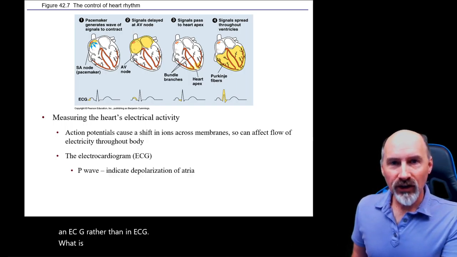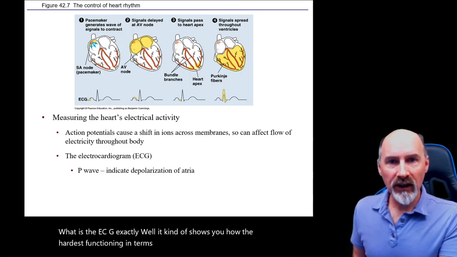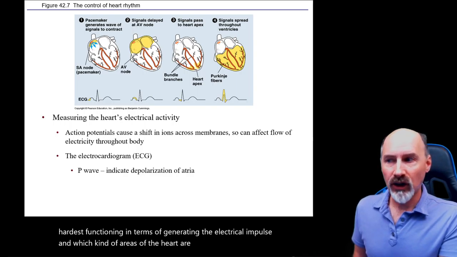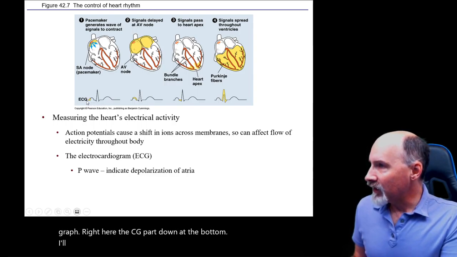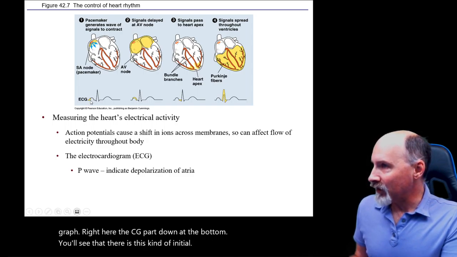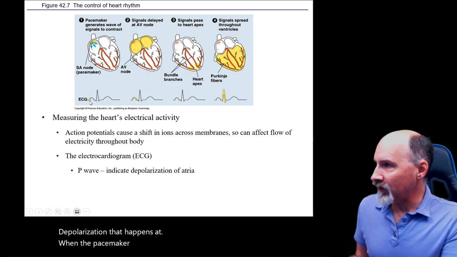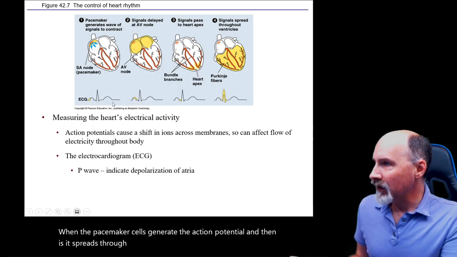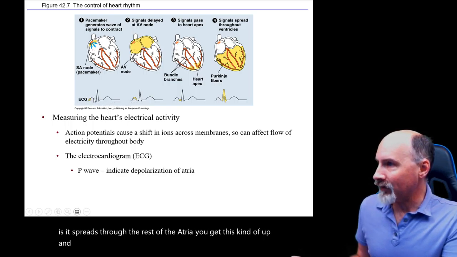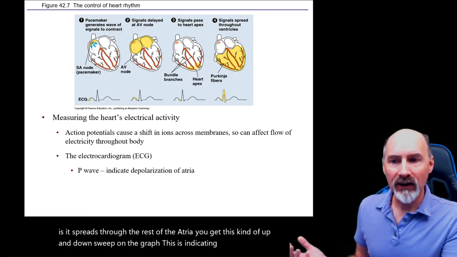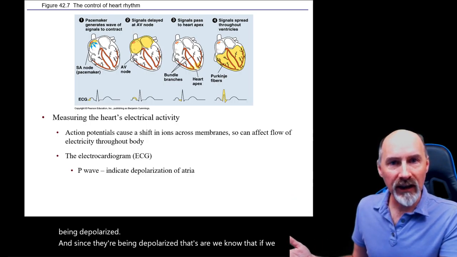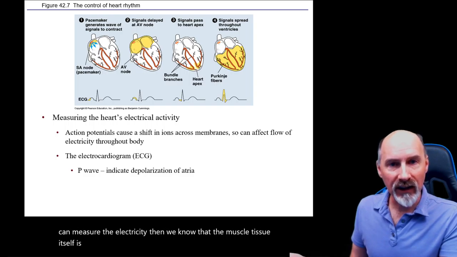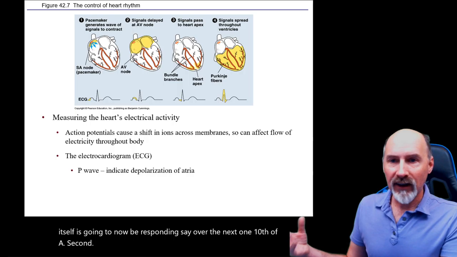So what is the ECG exactly? Well, it shows you how the heart is functioning in terms of generating the electrical impulse and which areas of the heart are experiencing depolarization and repolarization. If you look at the graph right here, the ECG part down at the bottom, you'll see an initial depolarization when the pacemaker cells generate the action potential. Then as it spreads through the rest of the atria, you get this up and down sweep on the graph. This indicates that the atria are being depolarized. And since they're being depolarized, we know that the muscle tissue itself is going to be responding over the next tenth of a second.